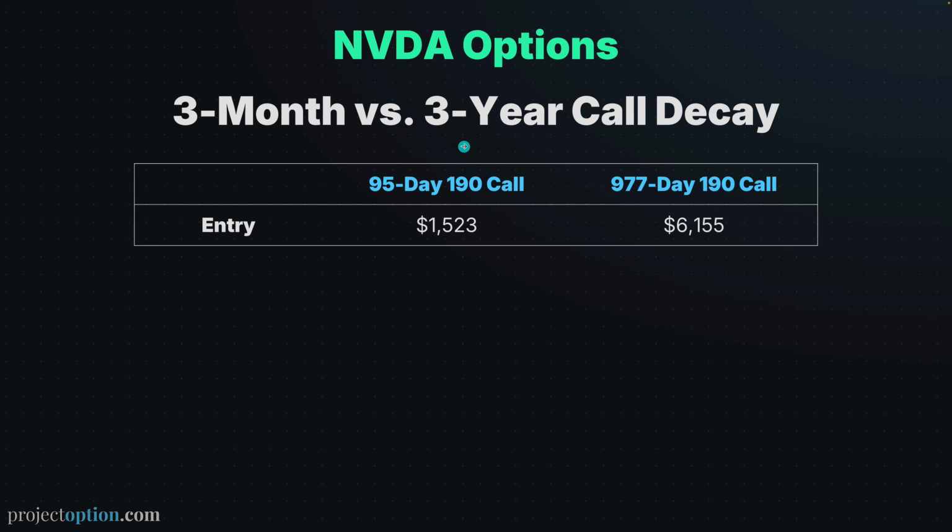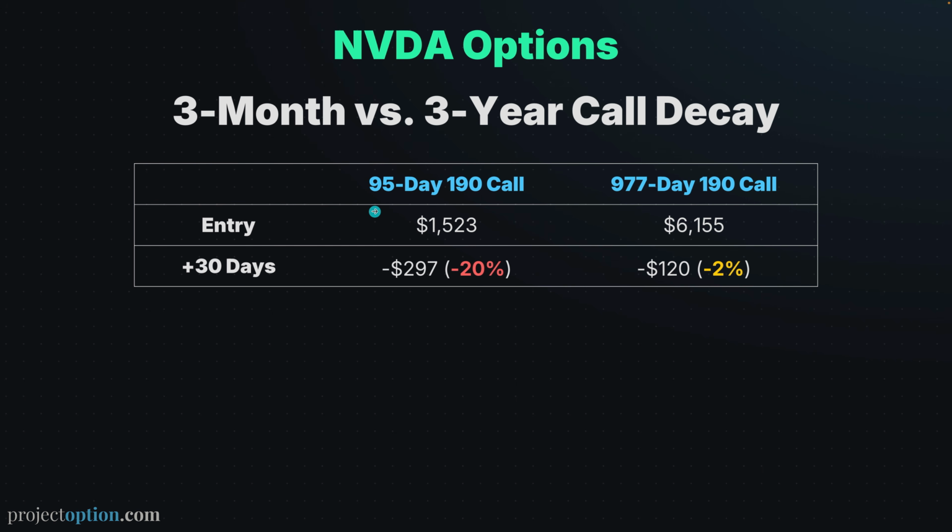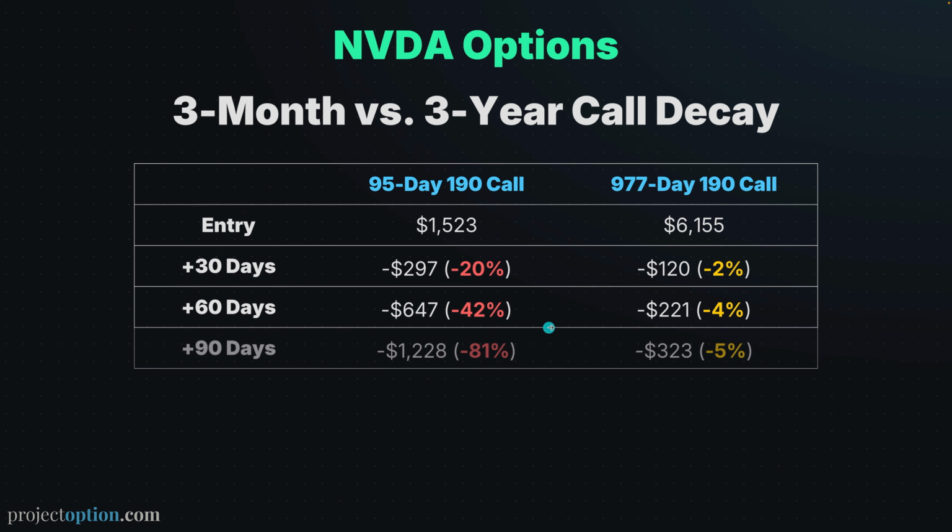When we compare the 3-month versus the 3-year call decay for these at-the-money call options, the entry cost of the 3-month call option is $15.23, and the 977-day call option is much more expensive at $61.55. In 30 days time, the 95-day call is estimated to lose 20% of its value versus just 2% for the 977-day call. And when we go 60 and 90 days into the future, we see that this shorter term call is going to be down 42 to 81% if the stock price doesn't move, while the long-term LEAPS call option is going to be down 4 or 5% over that same time period.